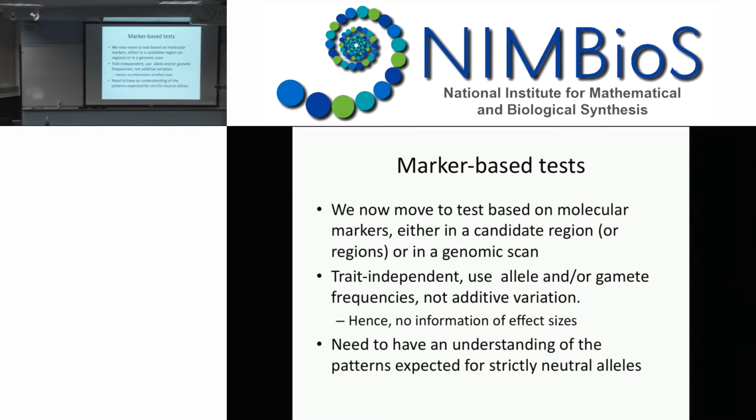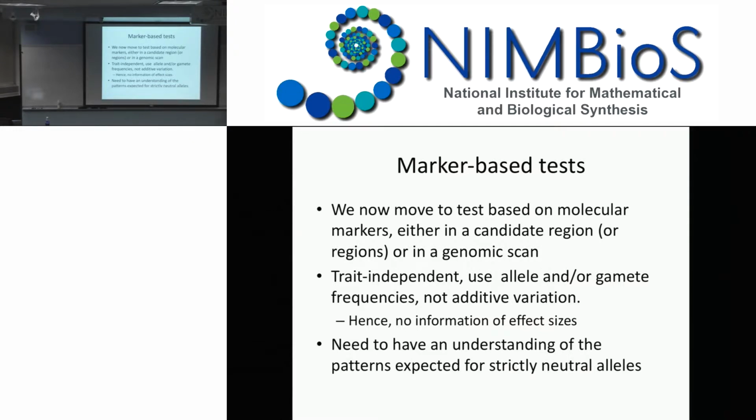These are trait independent. I'm not using any information about the trait. That's a strength and a weakness. If I see a whopping big selection signal on a chromosome, it's often very difficult to turn that into what trait was under selection. So these are complementary approaches, trait-based approaches and marker-based approaches. What we use here is allele or gamete frequencies. We don't use additive variation. If I have a DNA sequence, I have no information about what the phenotypic effect of that DNA sequence is, because I know nothing about its effect size.